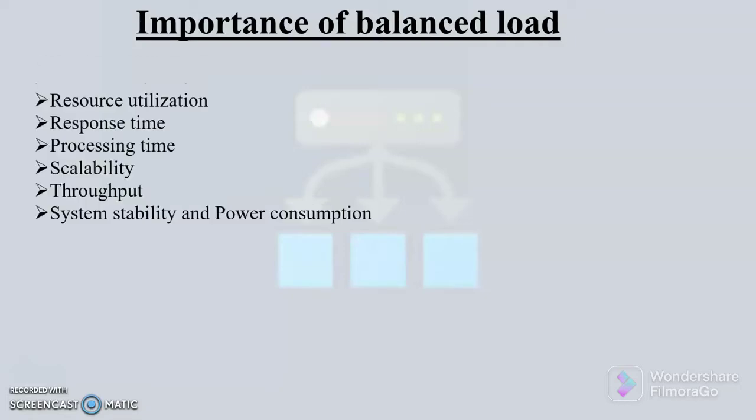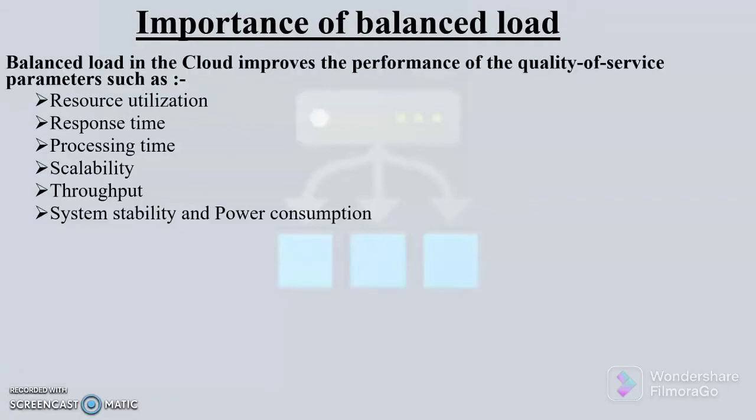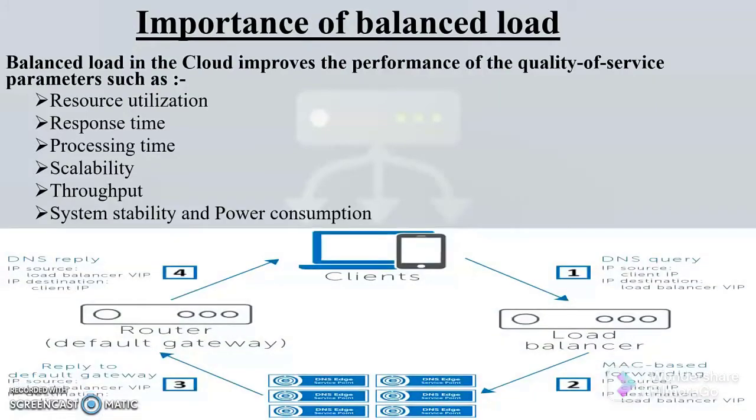So the first one is resource utilization. It helps in optimizing utilization of resources. It also reduces response time and processing time of the servers. And the next is scalability. It increases the scalability options of instances or virtual machines on the cloud. The next is throughput. It also increases the throughput.